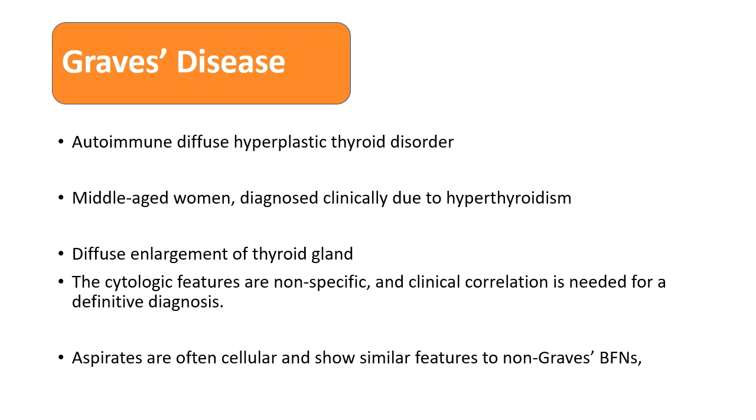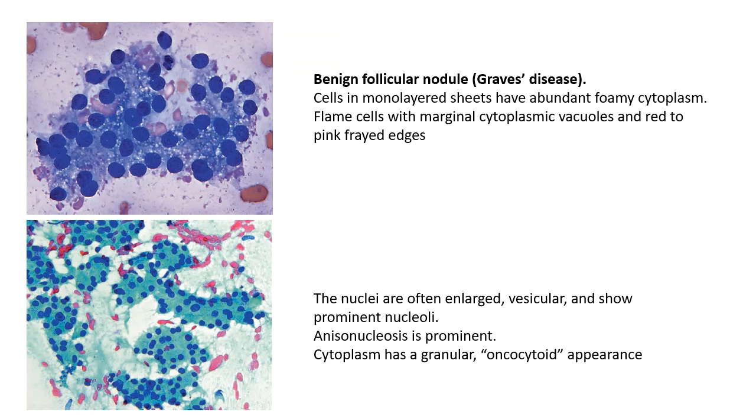So now we'll be talking about some of the diseases which come in this benign category. First is Graves' disease. It is an autoimmune disease where there is diffuse enlargement of the thyroid, seen usually in middle-aged females, and patients have hyperthyroidism. The patients present with diffuse enlargement of the thyroid gland. Cytologic features are non-specific, and for the definitive diagnosis, clinical correlation is required. Aspirates usually are cellular and they show similar features to non-Graves benign follicular nodules. So this is a cytologic smear of a case of Graves' disease.